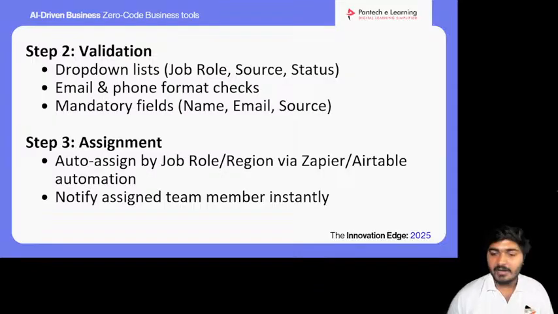So if there is A, do this. If there is B, do this, like that. We have to automate the task. Okay, so notify the assigned team member instantly. If that particular data or lead is gathered, inform that particular team, sales team, your data is ready, or marketing team, your data is ready, like that. We have to notify. So that's the third assignment.